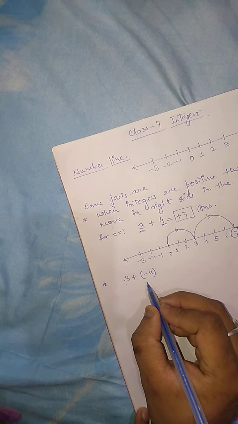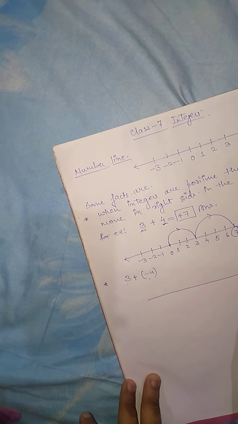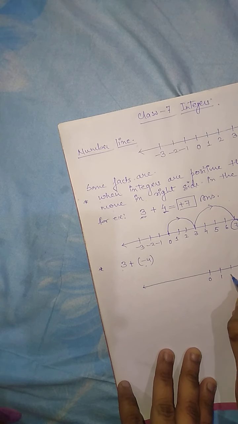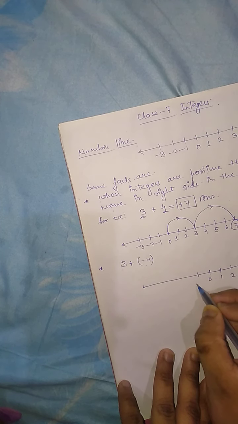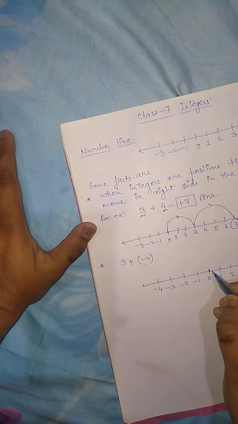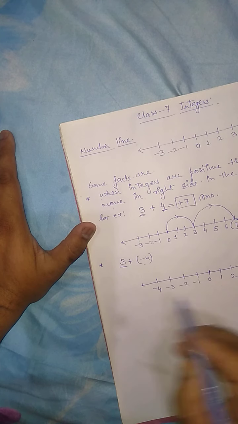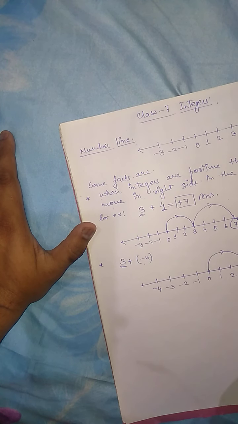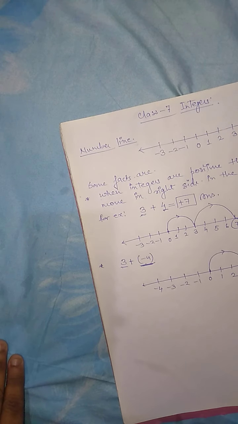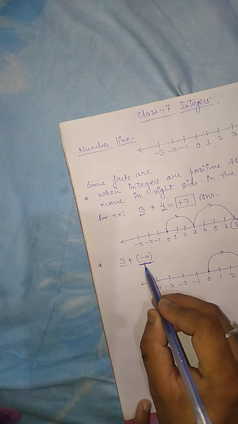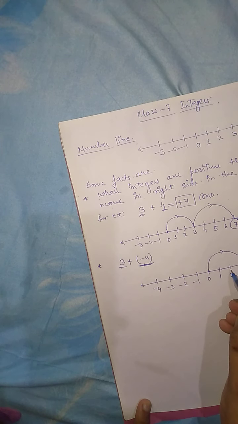The first number is positive, but the other number is negative. Zero, one, two, three, four, minus one, minus two, minus three, minus four. Now we start again from zero. Here the first integer is positive. So from zero we move 3 steps to the right side. 1, 2, 3. Now the second integer is negative. So for a negative integer you always have to move to the left side. By how many steps? 4 steps. 1, 2, 3, 4.